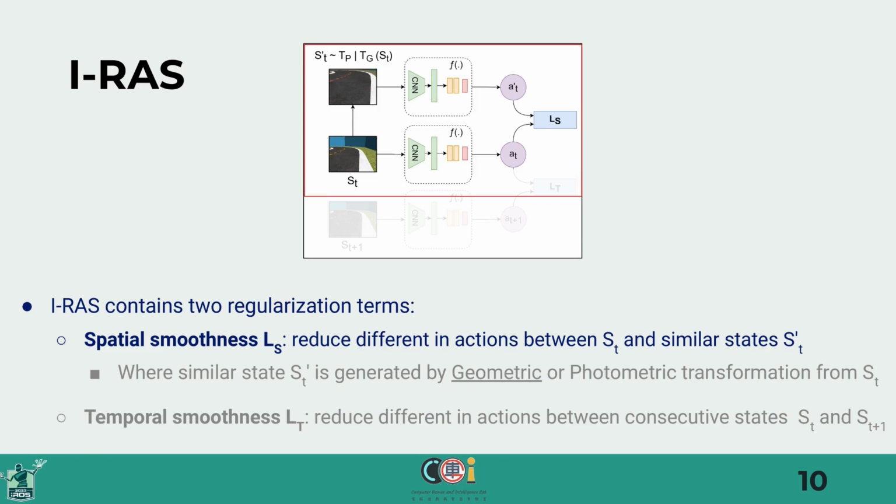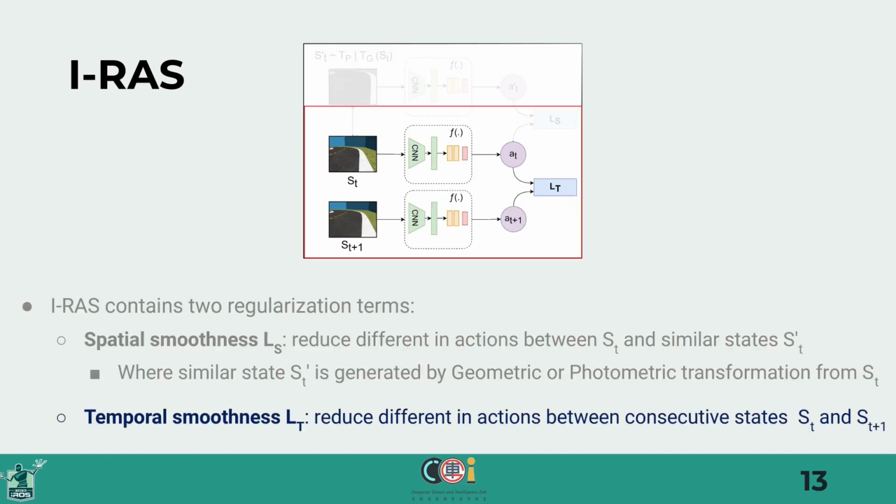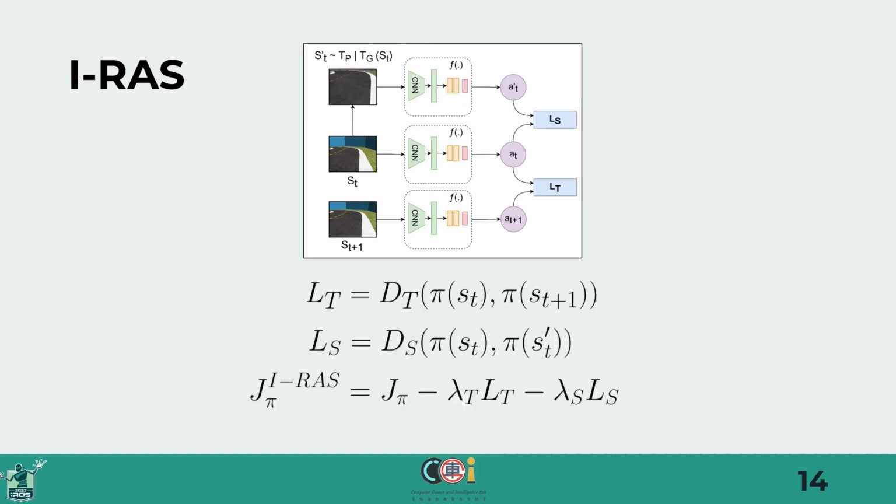Here we categorize the domain randomization into two types: geometric transformation, where we translate, rotate, or shift the input, and photometric transformation, where we change the value of each pixel of the image, like random brightness or adding salt and pepper noise. For temporal smoothness, we also reduce the difference in action between two consecutive states. We use these two regularization terms with the objective function of reinforcement learning to train the agent.